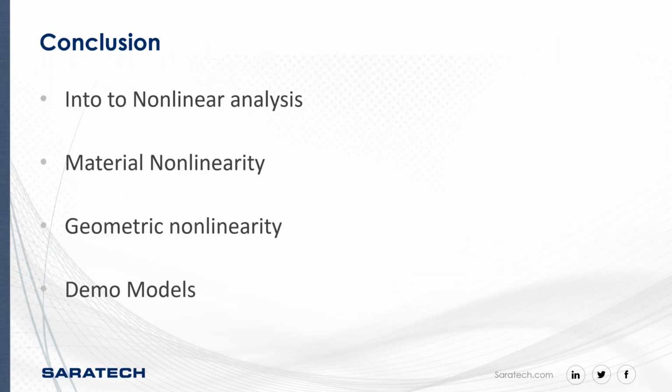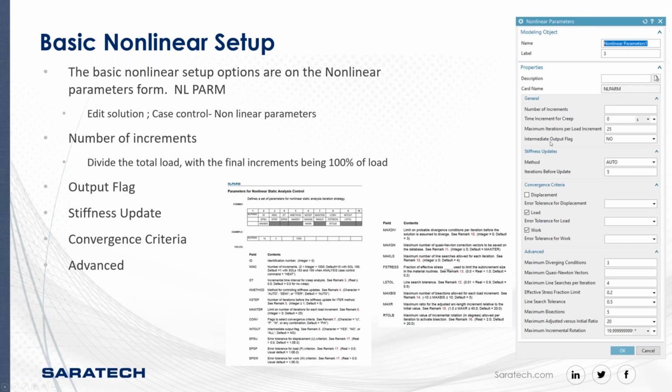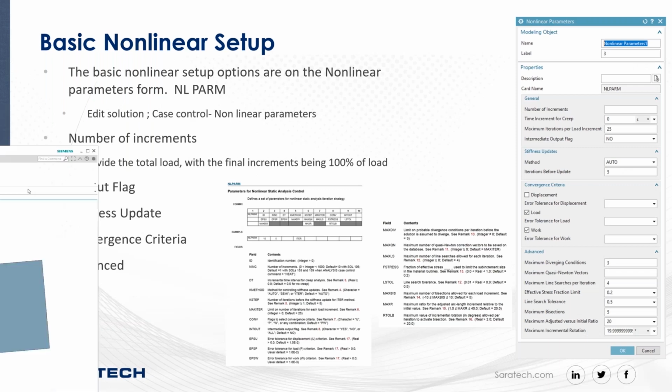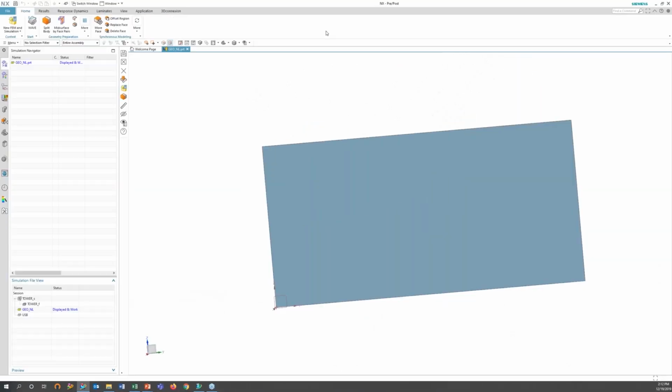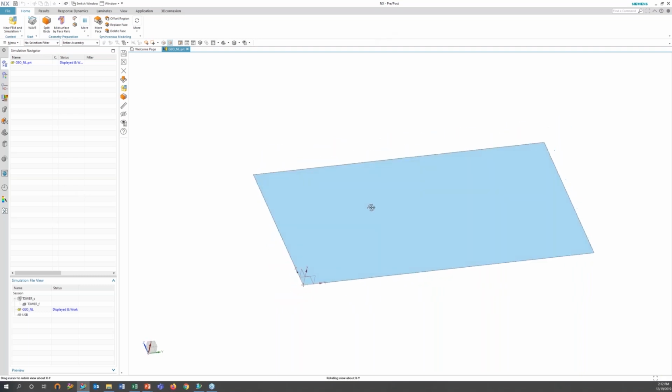All right, so let's go into the software and let's cover some of these items. I think it's easier to see them in action. So for this, I'm going to use NX as the pre-post processor, and I created a simple model. It's just a flat plate, and we're just going to set it up and look at, hey, what is the effect of geometric nonlinearity on this model?